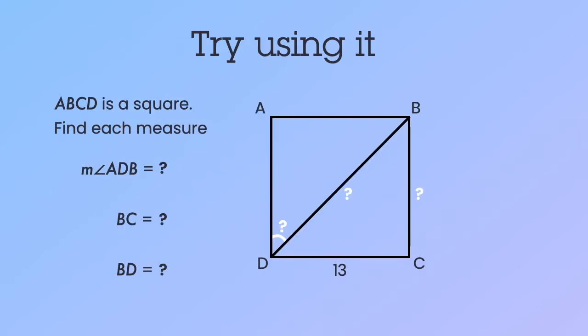So let's see what we can do with this square. We have three things we're going to try to find. These are all separate things that we'll calculate separately. The first one I want to find is the measure of angle ADB.